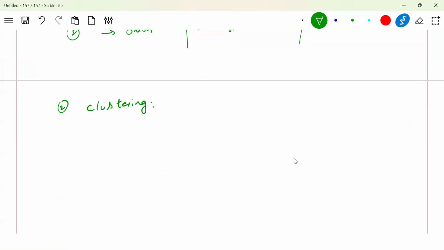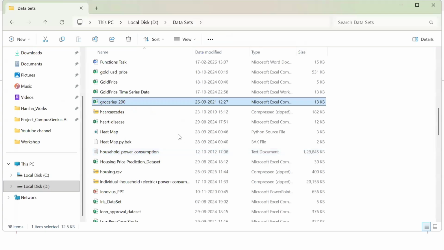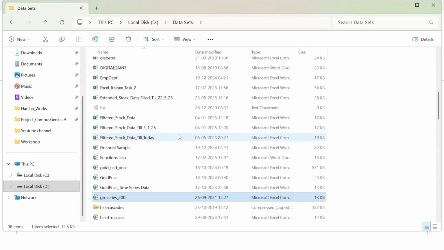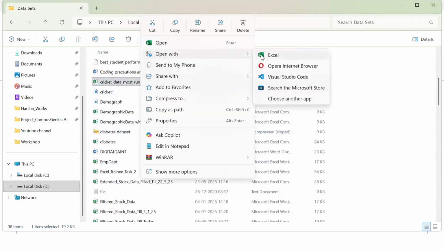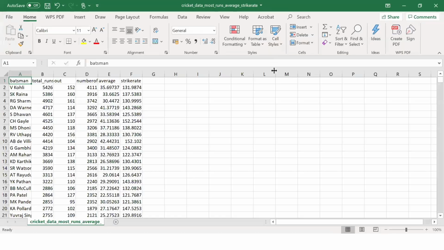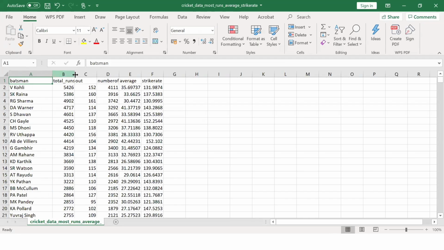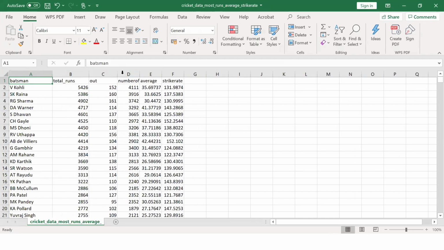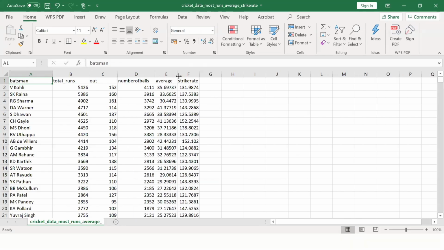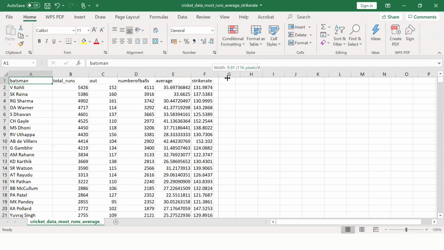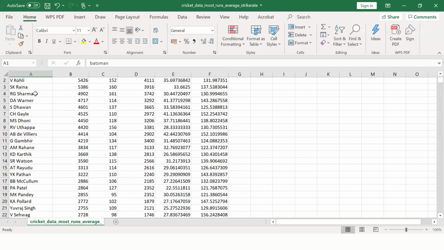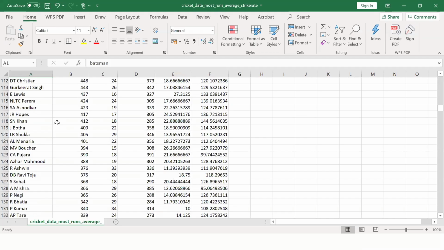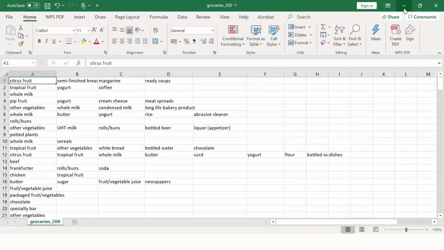For clustering, I'm taking one more data set. Go to our data sets folder. This is the data set folder. I have something called cricket information. Let me see, where is that? So come here. Here I have a data set, guys. I have batsmen, total runs, out, number of balls, average, strike rate. So I have information of different batsmen, Kohli, Raina, Sharma, Dhawan, and also some bowlers. This is the information I have.